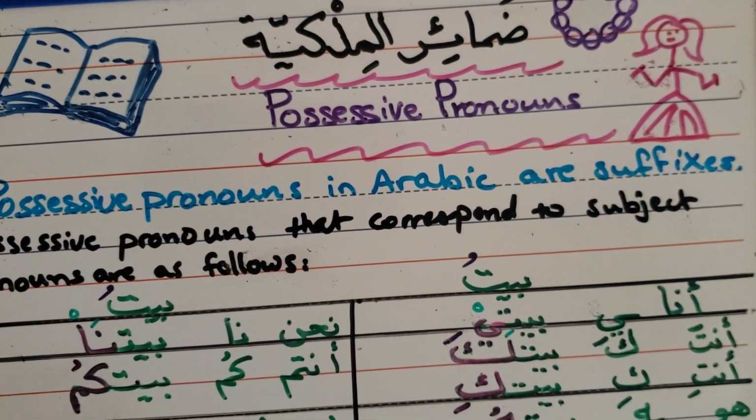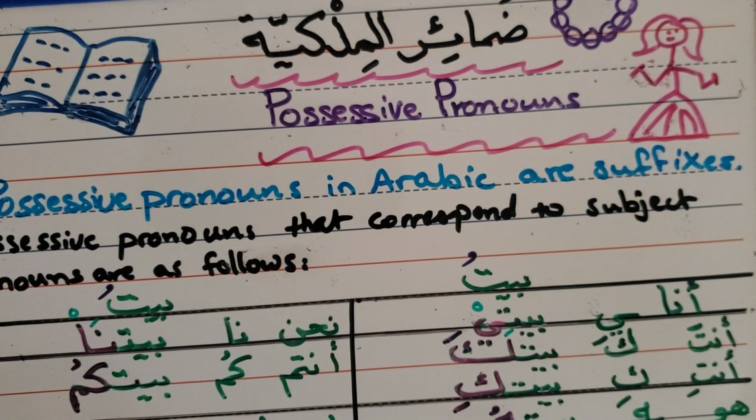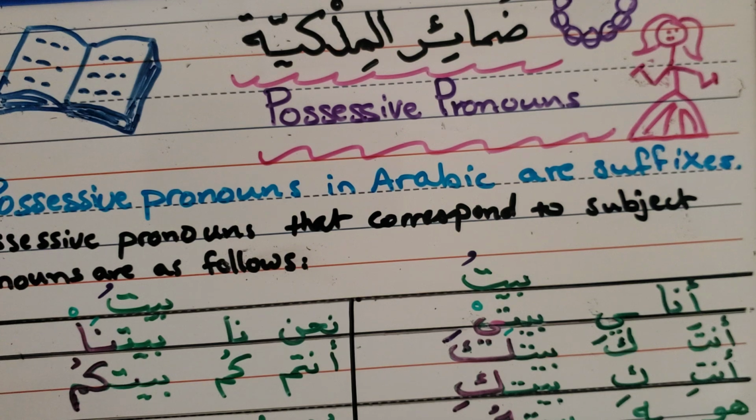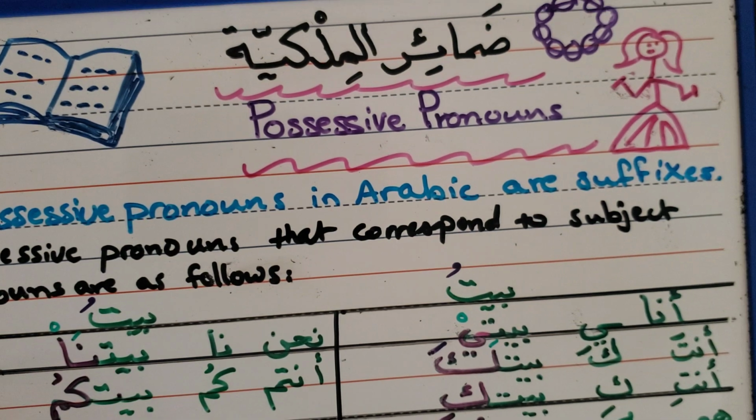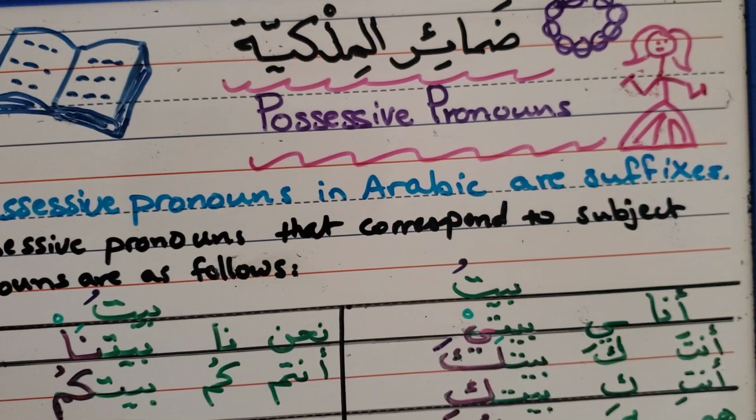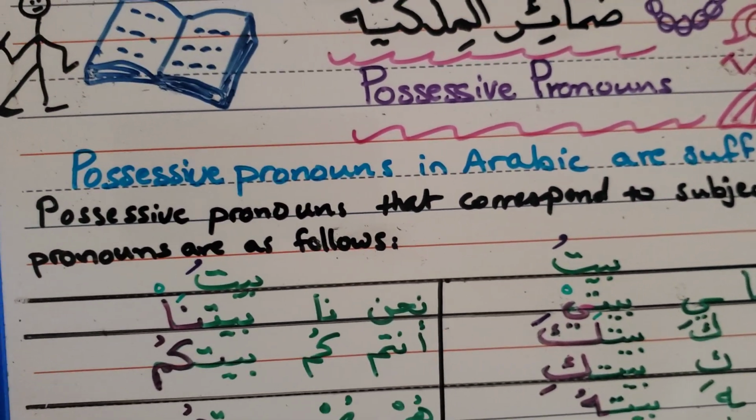But if you want to say this is her book, you say هذا كتابها. So ha here is the possessive pronoun for her, okay? That corresponds to she in the subject pronouns.